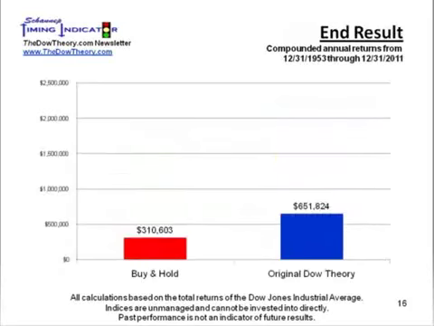This chart shows the hypothetical compound return of $1,000 invested on December 31st, 1953, with a buy and hold in the Dow Jones Industrial Average, which would have grown to $310,603. While utilizing our interpretation of the original Dow theory, we would have grown to $651,824 over the same time period. 11.82% versus 10.4% doesn't sound like much, but it makes quite a difference with the power of compounding.